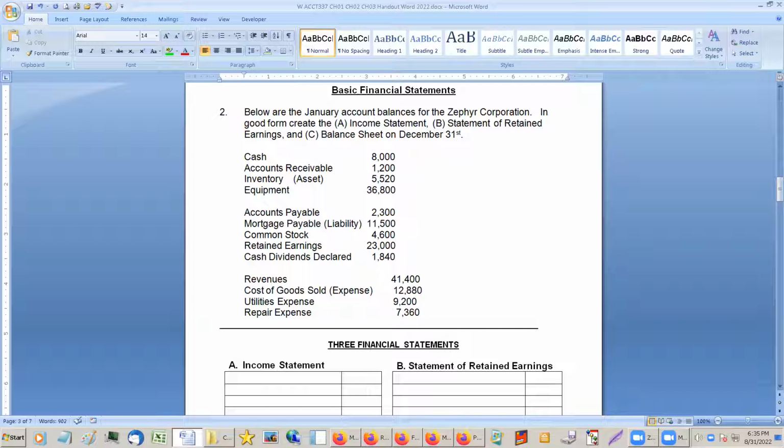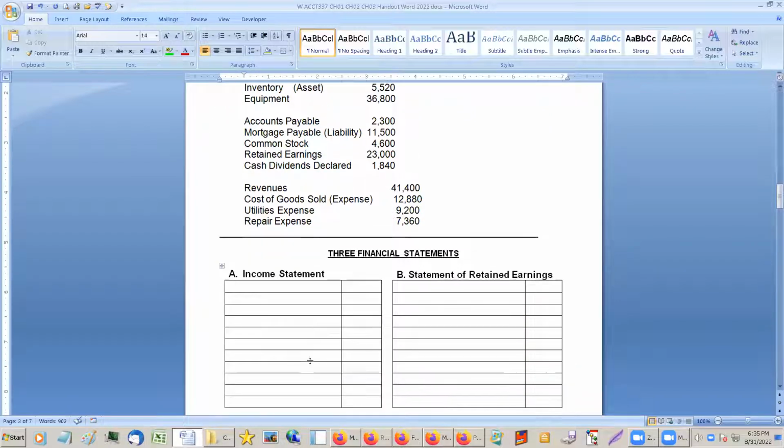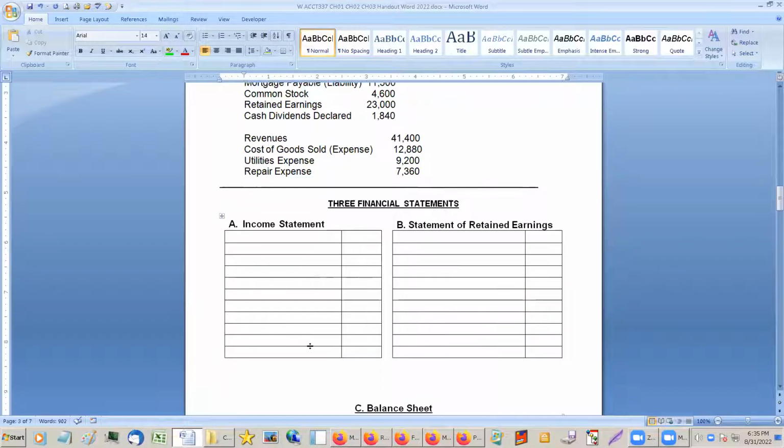We call it formatting. So see if you can figure this one out. Go ahead and try to do the income statement, statement of retained earnings and balance sheet.